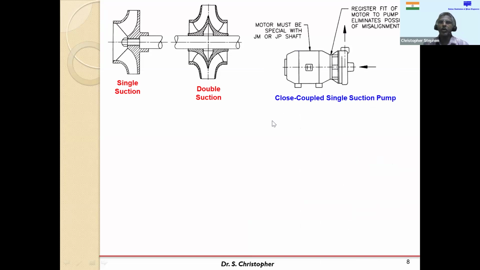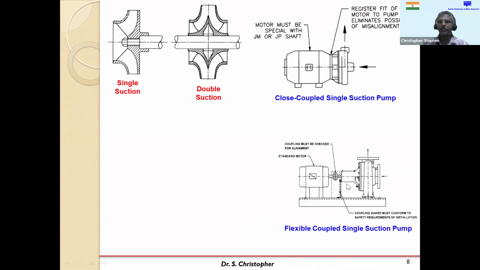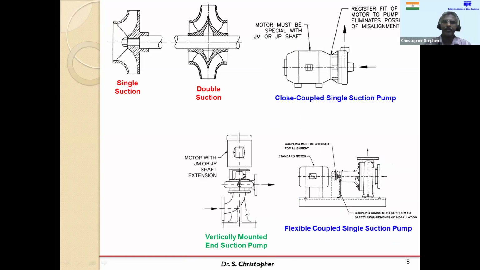And this is the close-coupled, or monoblock pump. Normally, these are the pumps used for domestic applications, and we usually call it a monoblock pump. And this is where the pump and the motor are separate, and then they are joined with the help of a flexible coupling. And this is the vertically mounted end suction pump, and then the vertical inline pump.